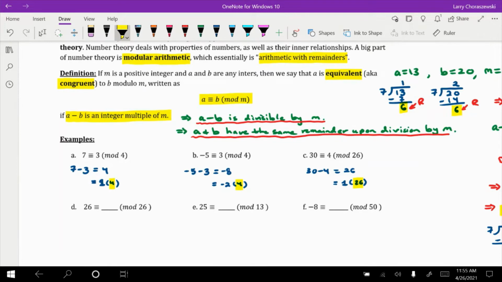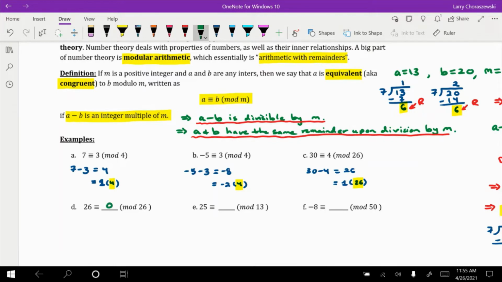So if this is all gelling with y'all, I'd like you guys to maybe offer me some potential answers to parts D, E, and F. So let's start with part D. Anybody want to throw out a number that they think is congruent to 26 modulo 26? Zero would work. Yeah, perfect.